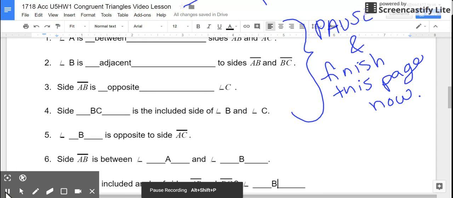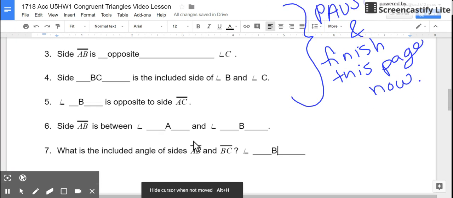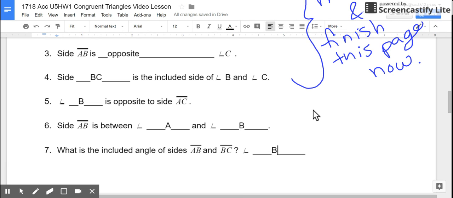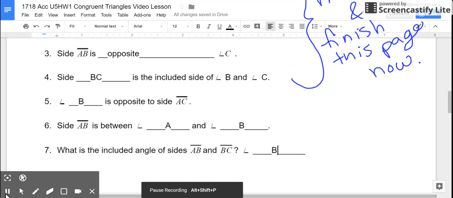Let's check our answers together. Number 3, side AB is opposite angle C. Number 4, side BC is the included side of angle B and angle C. Number 5, angle B is opposite to side AC. Number 6, side AB is between angle A and angle B. Number 7, what is the included angle of sides AB and BC? Angle B. Please fix your answers if they are incorrect.